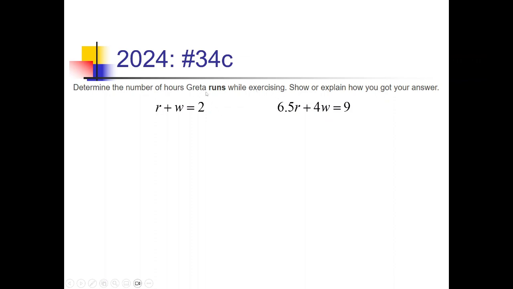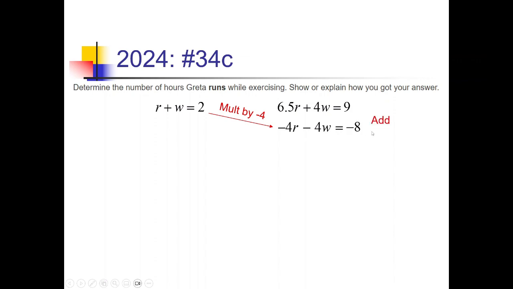If I want to get rid of these W's, I need something that's going to cancel out this 4W. If I get this W on the left side to be a negative 4W, that would do the job if I were to then add the equations together. So I'm going to multiply this whole first equation by negative 4, and that's going to give me negative 4R minus 4W equals negative 8.